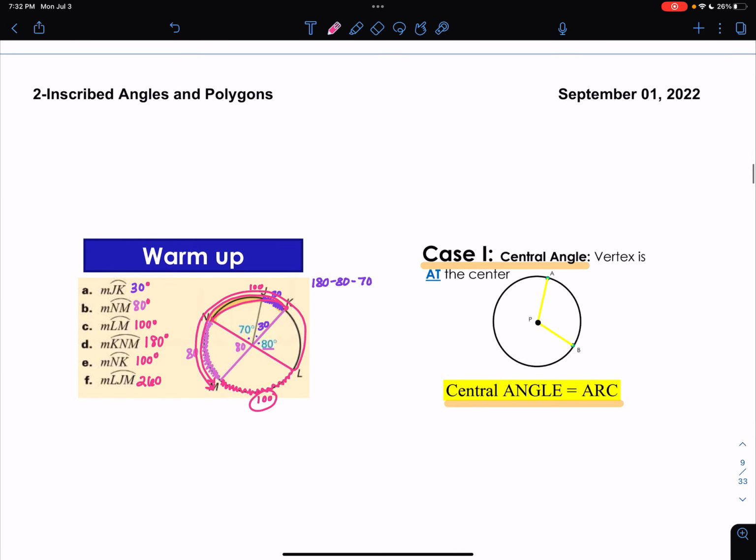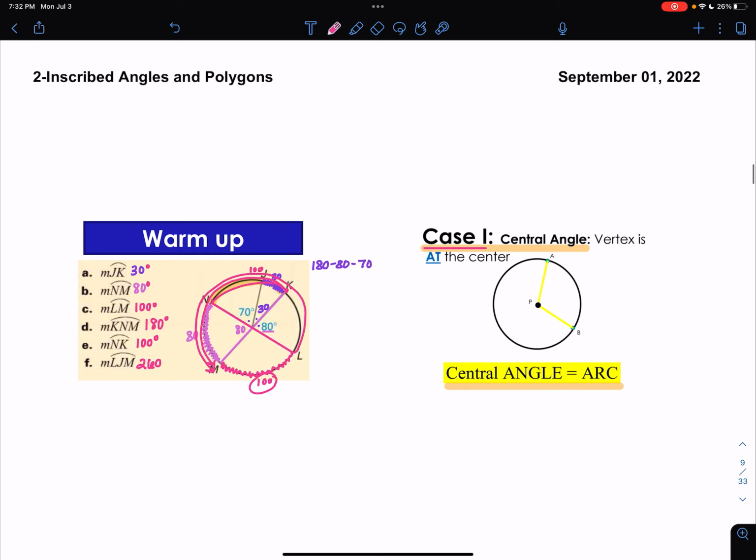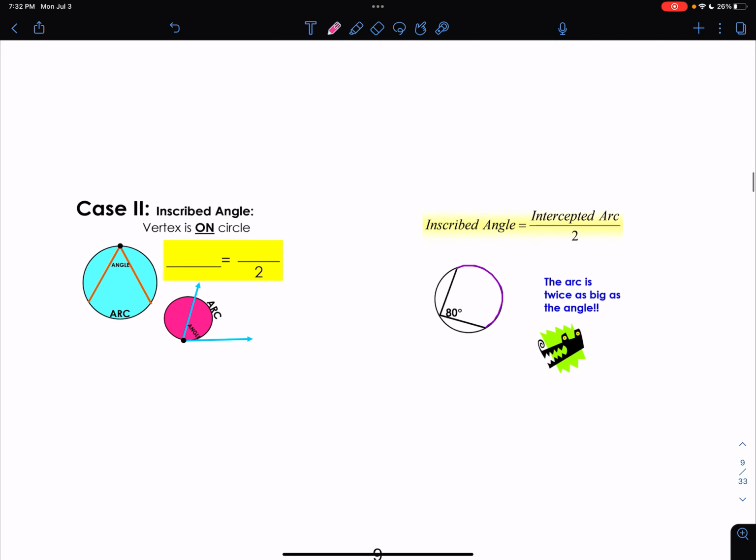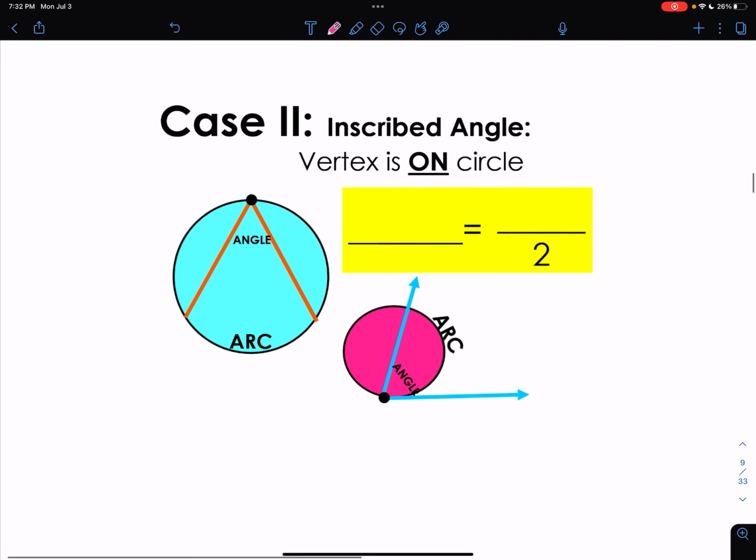All right, so those were all central angles, case one, what we focused on in our first lesson. Today we're going to look at case two. That's when the vertex is on the circle. All right, this is called an inscribed angle. When the vertex is on the circle, the angle is equal to the arc divided by 2.